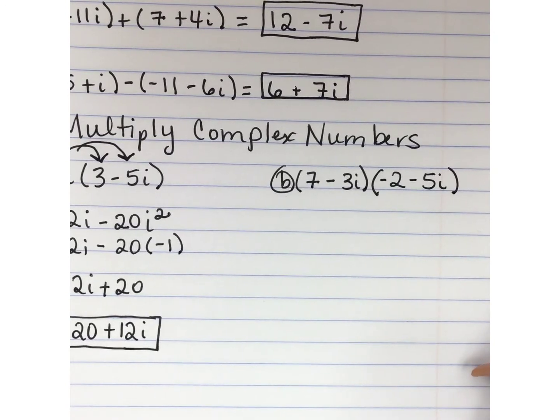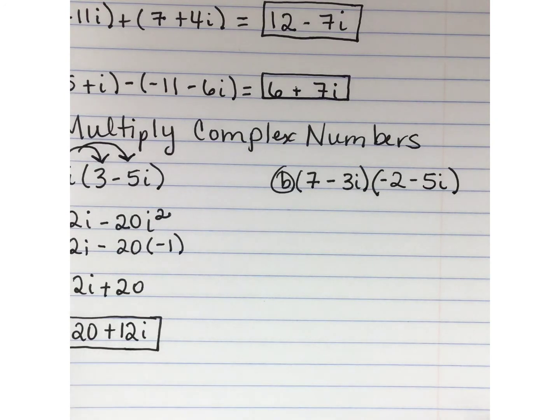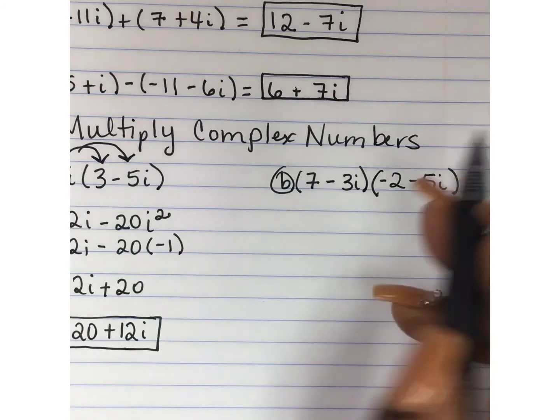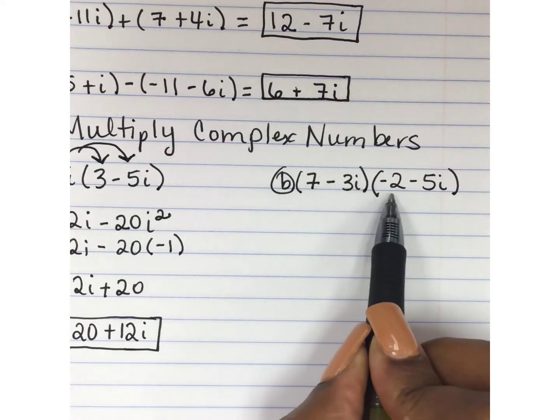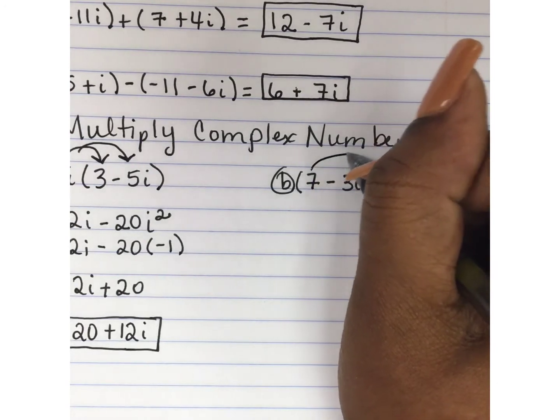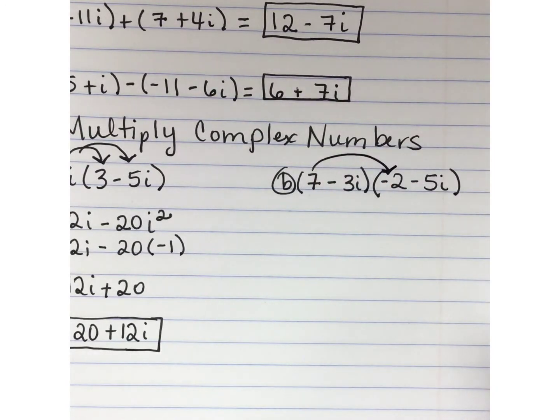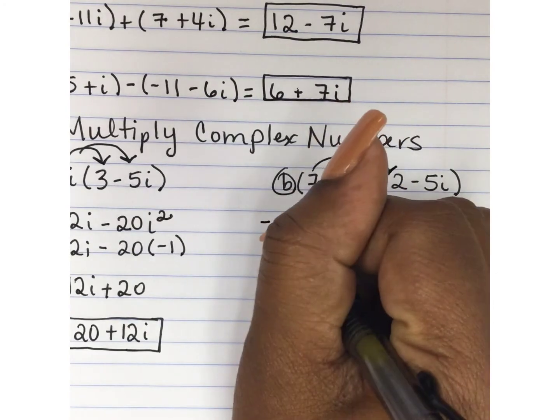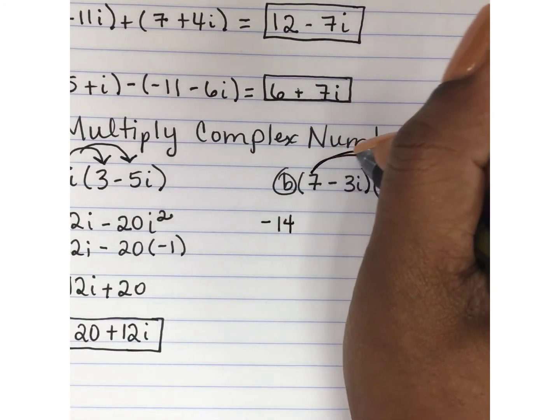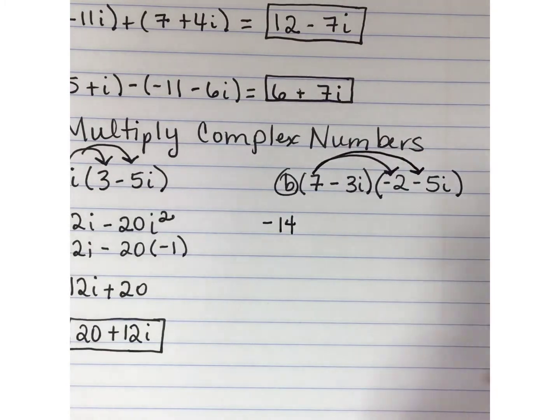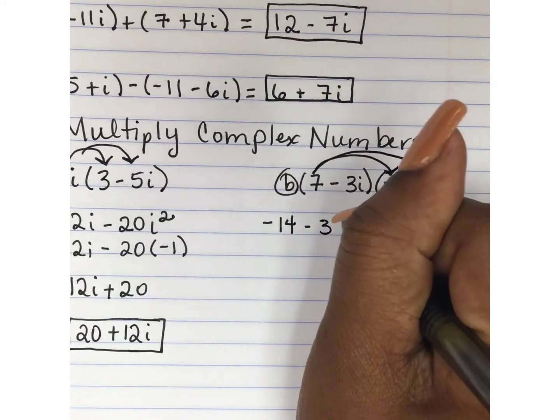Now if we take a look at B, we have 7 minus 3i times negative 2 minus 5i. Some people do the box method, some people use the FOIL method. Whichever method is comfortable to you, that's the method I want you to use. But I'm going to use the distributive property, which is the FOIL method. I have to take the 7 and multiply it times everything in the parentheses first. So I'll do 7 times -2, and we get -14. We have 7 times -5i, and we get -35i.